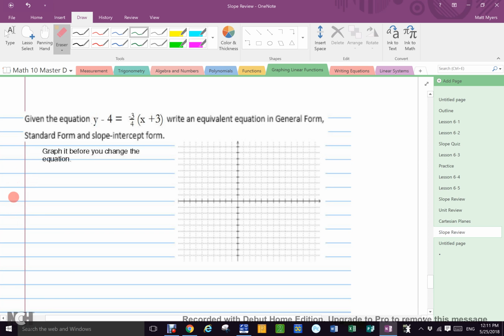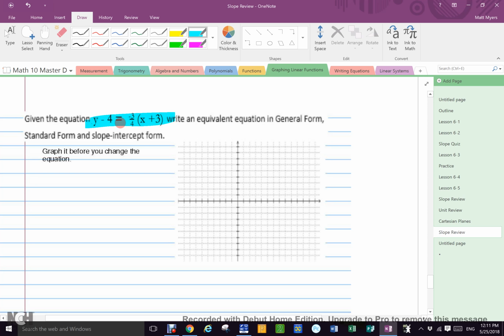What form do I have right there? Point slope form. Now, please notice I have said graph it before you change the equation. Is there any way for me to prove that you have graphed this before you change the equation? No. So I would never give you this question on a test. I did it on here because I wanted you to get double practice, which is practicing how to graph that and how to do algebra. Okay? So if you did this properly, you graphed that right now.